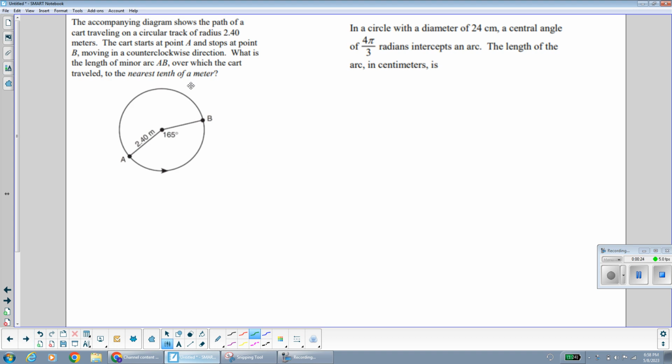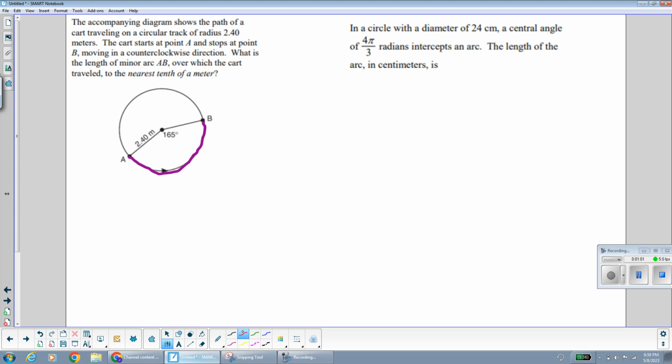If you take a look at the first question, we are shown the path of a cart traveling on a circular track of radius 2.40 meters. The cart starts at point A and stops at point B, moving in a counterclockwise direction. So the cart's going from here to here. What is the length of minor arc AB over which the cart traveled to the nearest tenth of a meter? So we need to find the length of this arc.